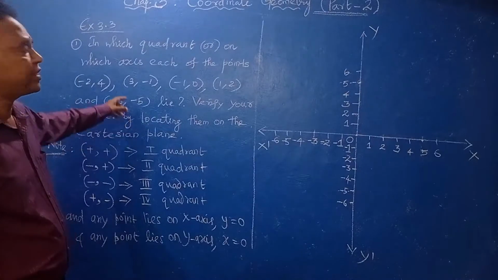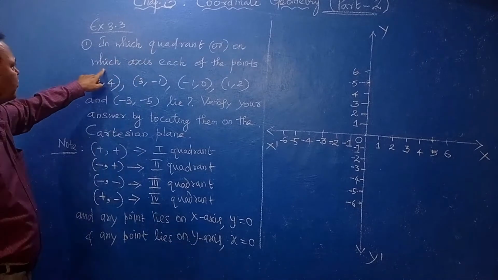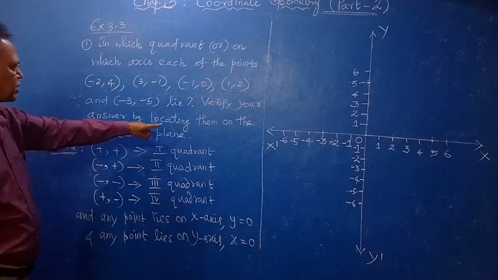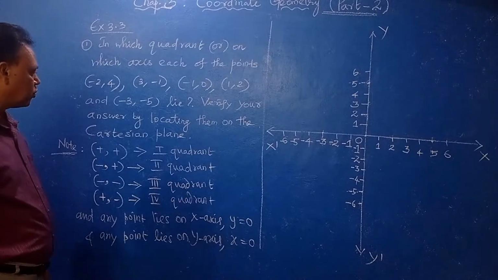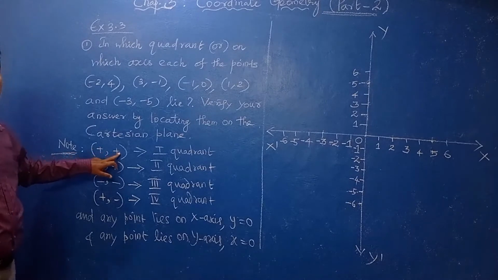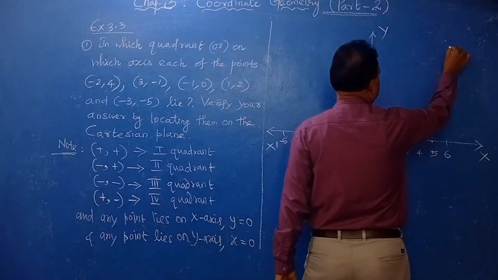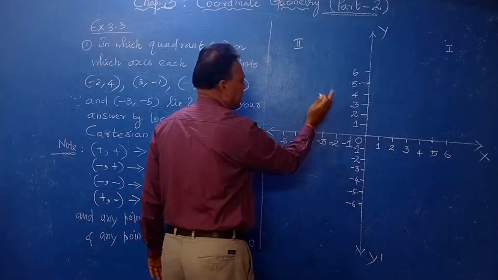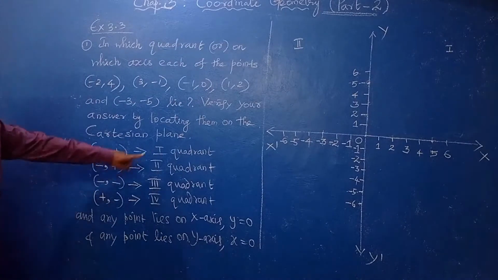Okay? So we will see exercise 3.3. First problem. In which quadrant or on which axis does each of the points lie? Verify your answer by locating them on the Cartesian plane. Before that you should remember: both coordinates positive means the first quadrant. The second quadrant: x is negative, y is positive.